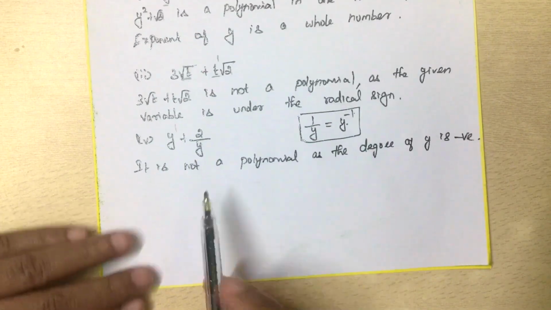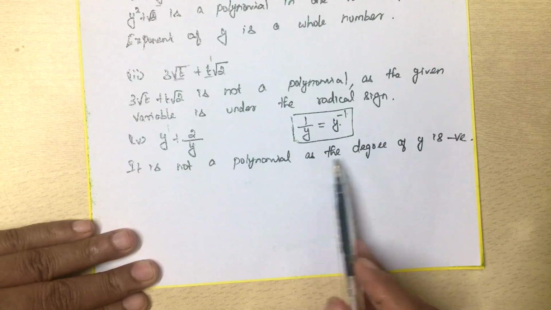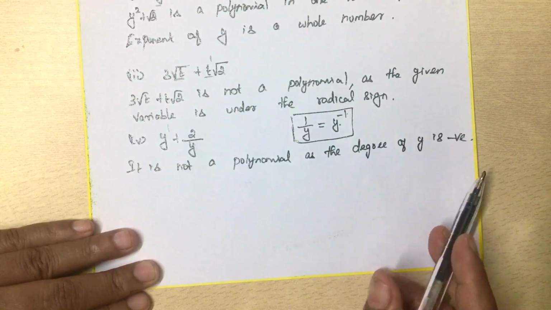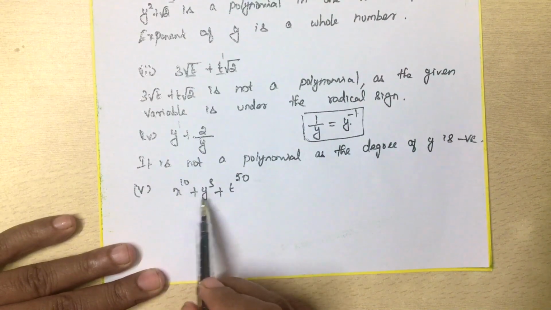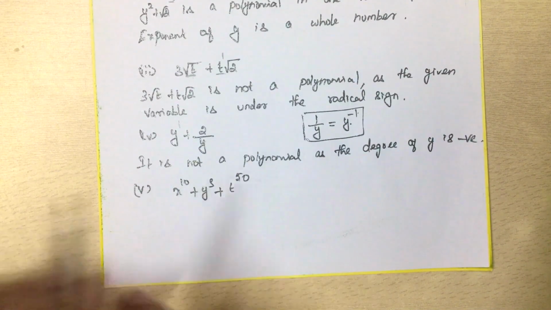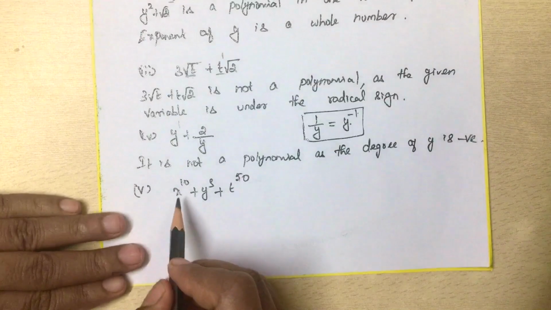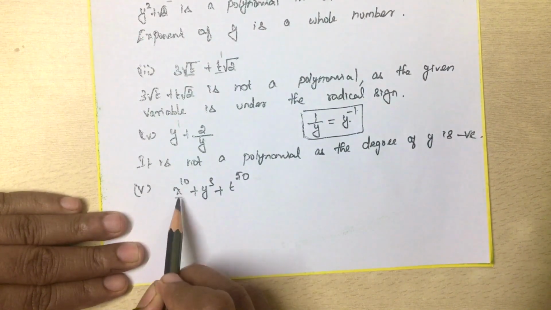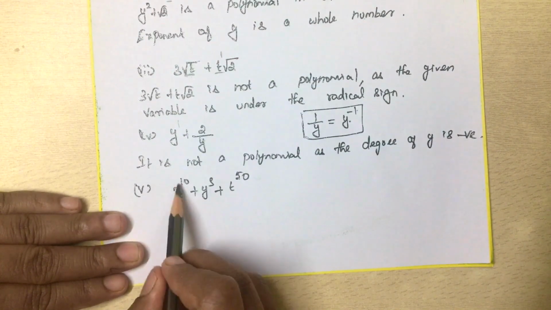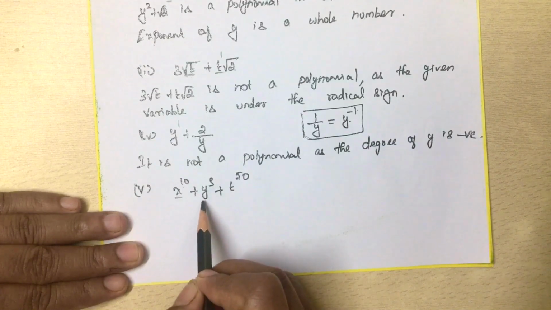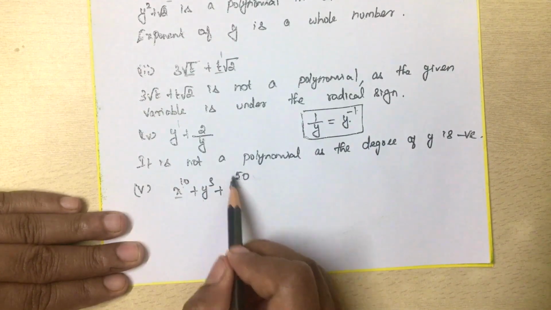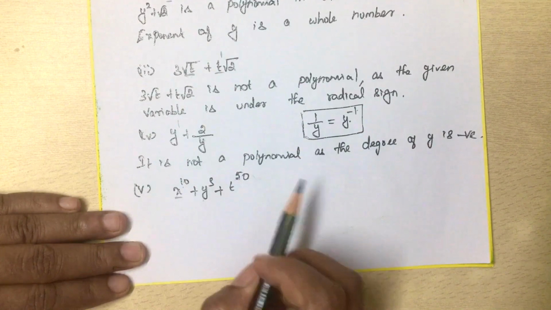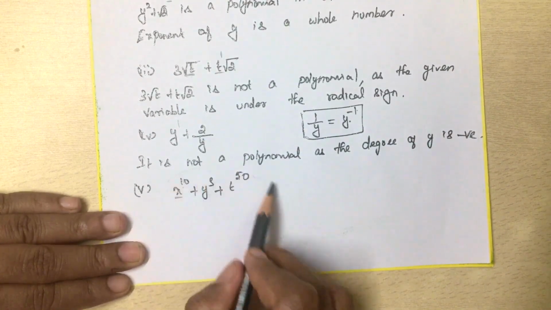You can simply write like this, it is not a polynomial as the degree of y is negative. The last subdivision, which is x power 10 plus y cube plus t power 50. Notice the variables and their degrees. Variable here is x, the degree is 10, which is a whole number, whereas y, the degree is 3, again a whole number, t 50, which is again a whole number.